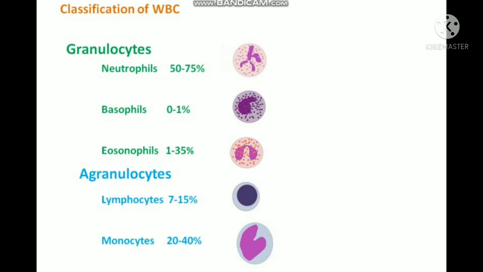Neutrophils make up 50 to 75%. Basophils make up 0 to 1%. Eosinophils make up 1 to 3.5%. Agranulocytes are of two types: lymphocytes and monocytes. Lymphocytes make up 7 to 15% and monocytes make up 20 to 40%.